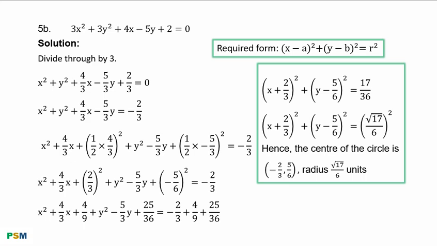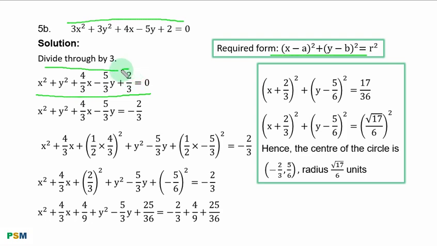Example 5b. In the given circle, you are to find the center and the radius. To do that, you have to put the given circle in this form. First, the coefficients of x squared and y squared are always 1. To achieve that, you divide through by 3. You have it in this form.